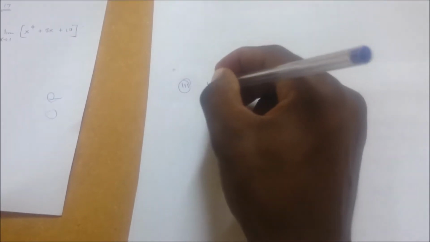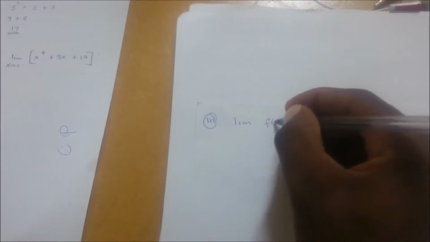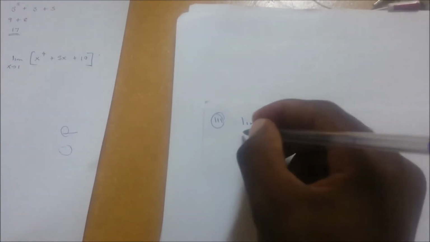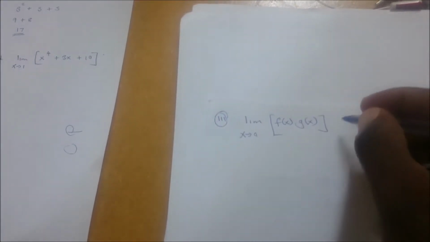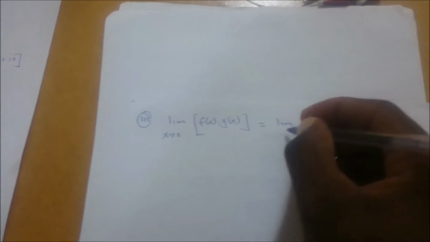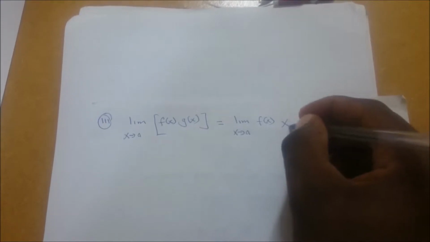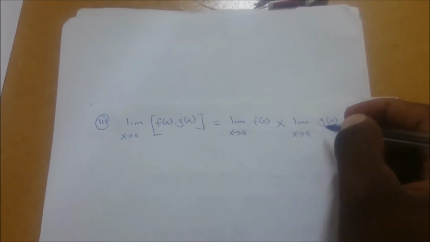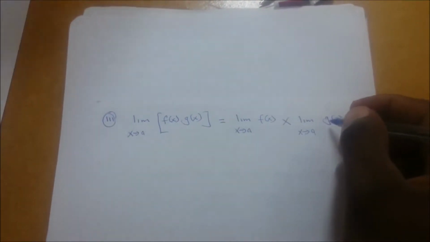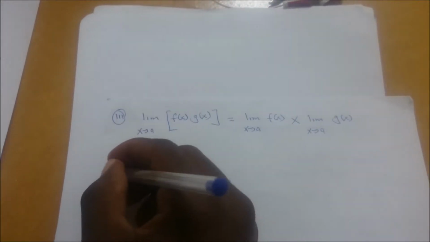So the third one, we are saying the limit of f of x times g of x as x is approaching A. If you are given two functions that are multiplying, what you do is you are going to say the limit of f of x as x is approaching A times the limit of g of x as x is approaching A.